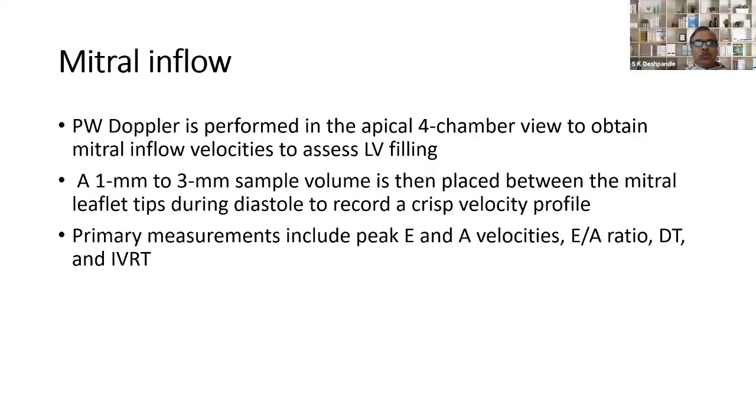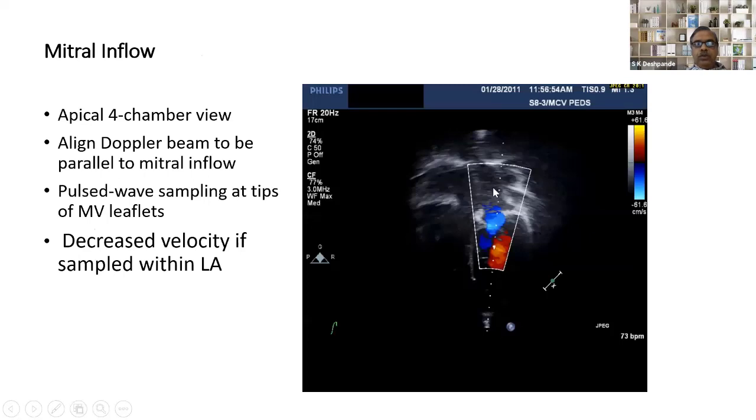Okay. So mitral inflow pulse wave Doppler is performed in the apical 4-chamber view when they do a transthoracic echocardiography preoperatively to obtain the velocities. These are the technical things which are done. This is how we obtain the mitral inflow Doppler, and the beam is aligned parallel to the inflow. This is nothing but the preload or volume which is going from the left atrium to the left ventricle. This is the echo probe. So this is the left ventricle, and this is the atrium.